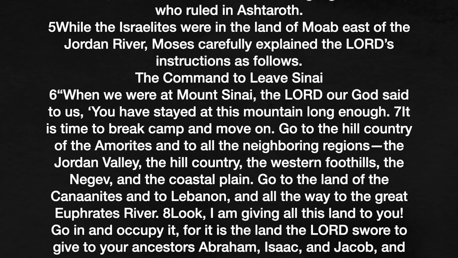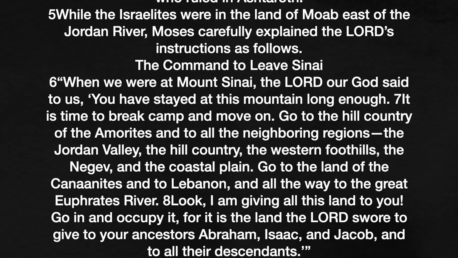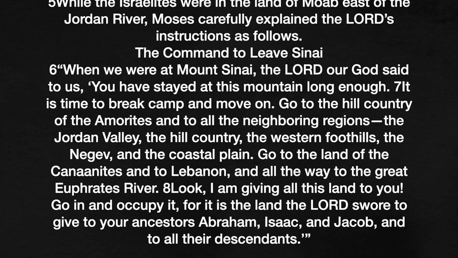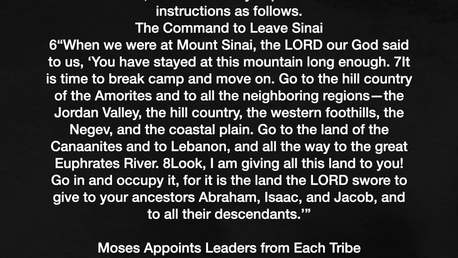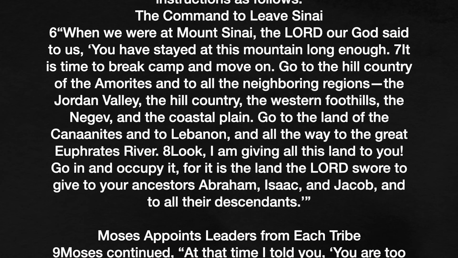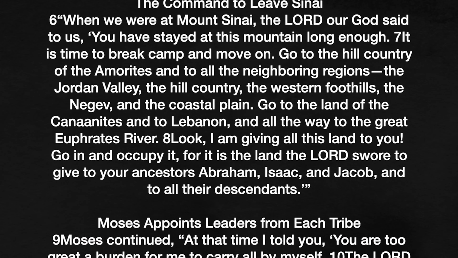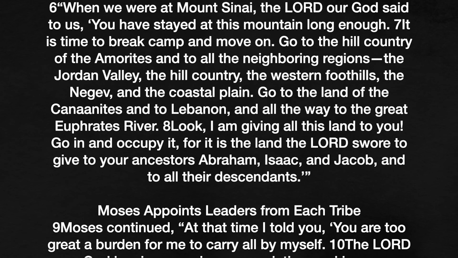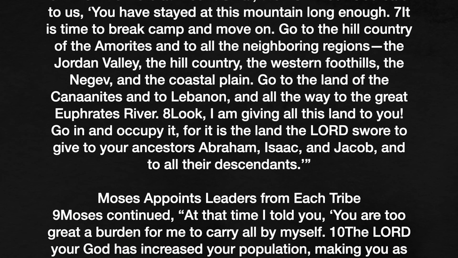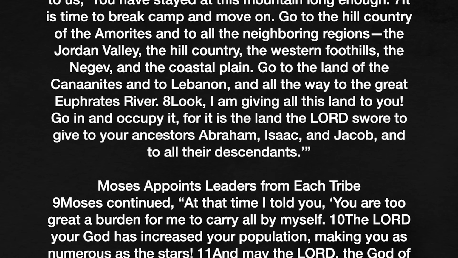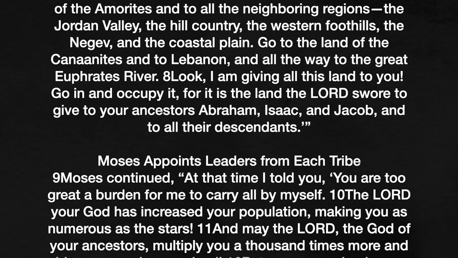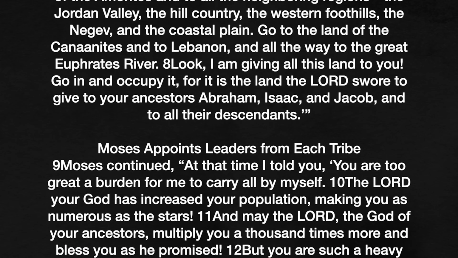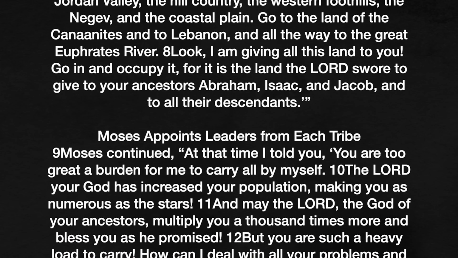Go to the hill country of the Amorites, and to all the neighboring regions, the Jordan Valley, the hill country, the western foothills, the Negev, and the coastal plain. Go to the land of the Canaanites and to Lebanon, and all the way to the great Euphrates River. Look, I am giving all this land to you. Go in and occupy it, for it is the land the Lord swore to give to your ancestors, Abraham, Isaac, and Jacob, and to all their descendants.'